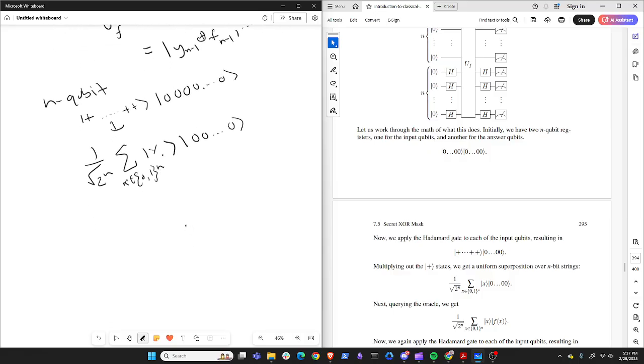Since the y's are all zeros, when we XOR each of these y's with its respective f of x partner, the XOR will just yield f of x. 0 XORed with f of x just yields f of x. Brings us down to 1 over square root of 2^n, sum over x in {0,1}^n, of state x, f of x.